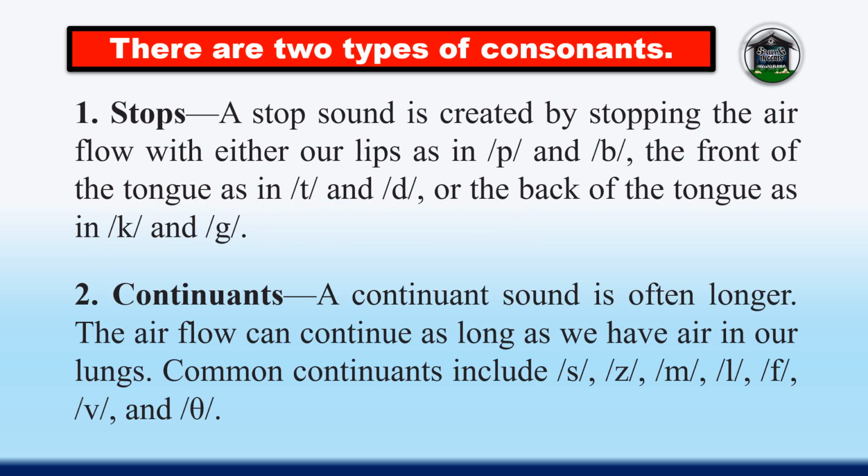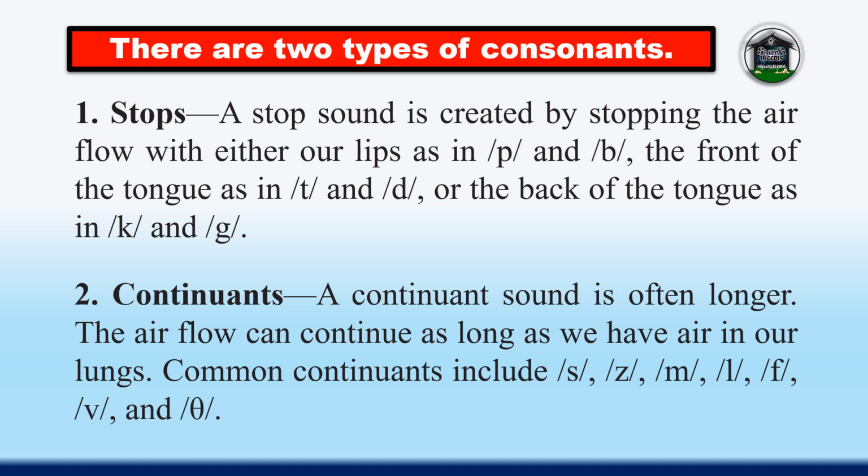Remember, there are two types of consonants, stops and continuants. It's important for you to know the difference between these two types of consonants because when we're linking words together, it will affect how correctly you're linking. A stop sound is created by stopping the airflow with either our lips, for example, in the consonants P and B, we say P and B, or we stop with the front of our tongue, as in the letters T and D, T, D, or with the back of the tongue, as in the letters K and G, K, G.